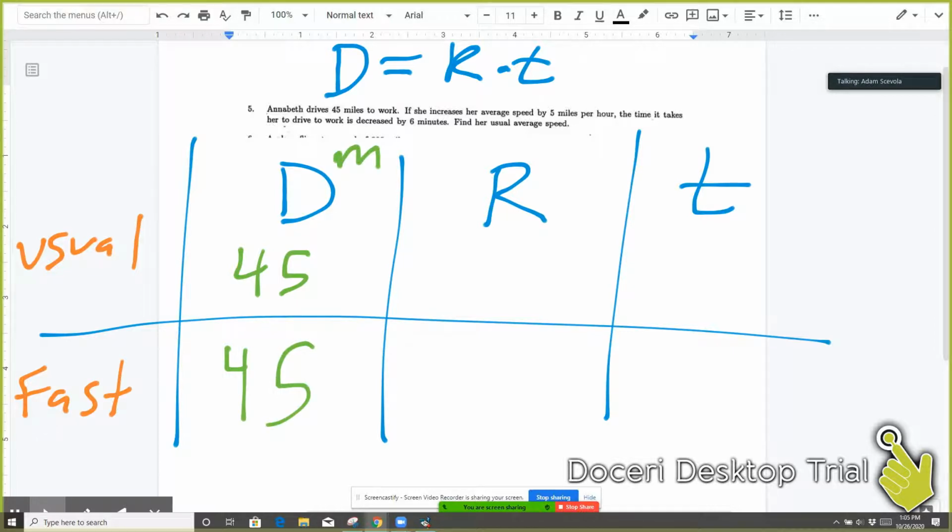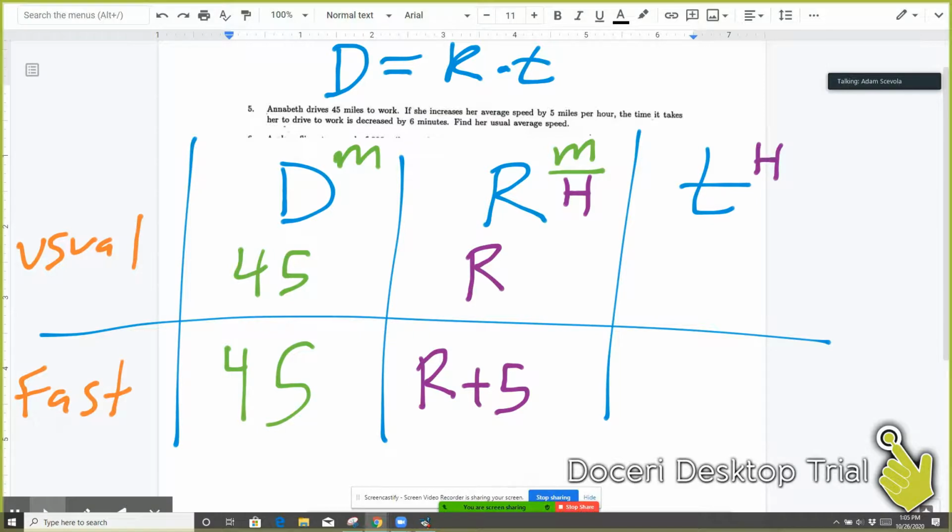And it's important to indicate the units. Distance is going to be in miles, which means rate has to be in miles per something, probably hour. She increases her speed by 5 miles an hour. So if we call her usual speed R, her fast speed is going to be R plus 5. Since 5 is 5 miles an hour, our rate is in miles per hour, and we want these to be in the same units, which means our time has to be in hours. That is a common place where people mess up.